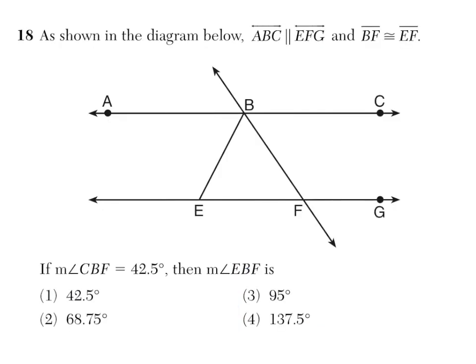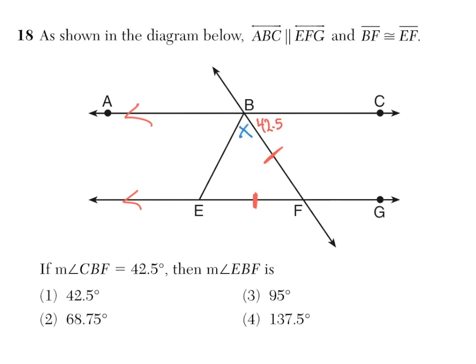Question 18. As shown in the diagram below, line ABC is parallel to EFG. All right. And it says segment BF is congruent to EF. Amazing. All right. And it says if angle CBF is 42.5 degrees, then we need to figure out what the measure of angle EBF is. So I'm going to indicate that right now. CBF is 42.5 degrees. Our objective is to figure out EBF, which is this one right here. I'm just going to write x.